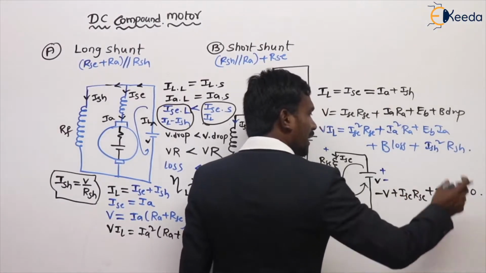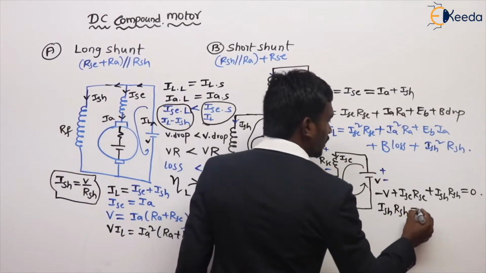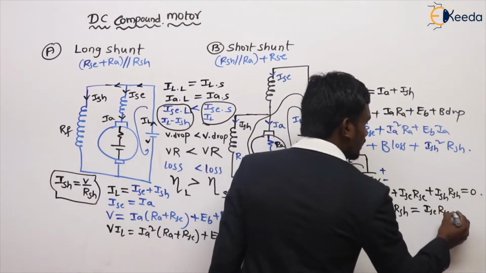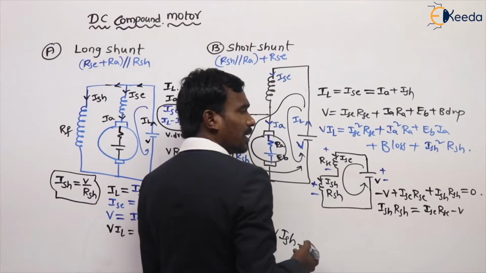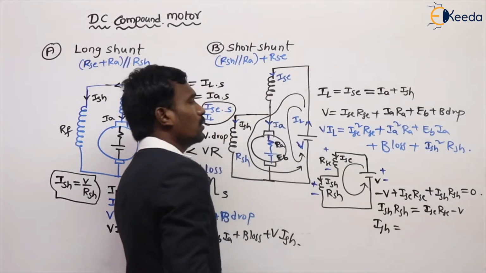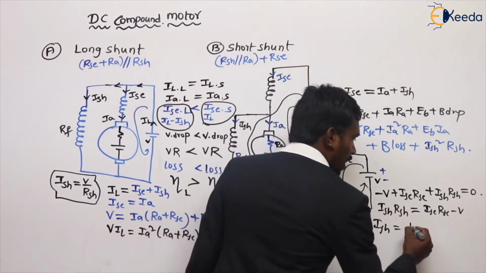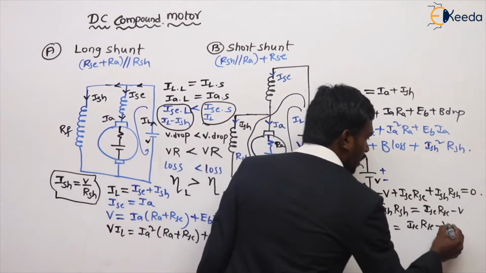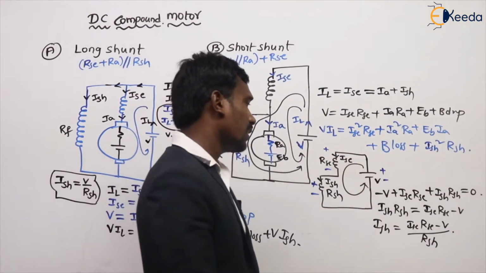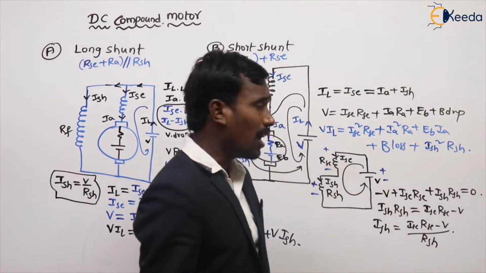Bring these two to that side, V on the one side, but I want ISH RSH. ISH RSH is equal to ISE RSE minus V. Yes or no? So ISH is equal to what is the value? Tell me. So here, ISH is ISE RSE minus V by RSH. This is what it is for the motor. For the generator, you have to derive the formula and give me the answer.